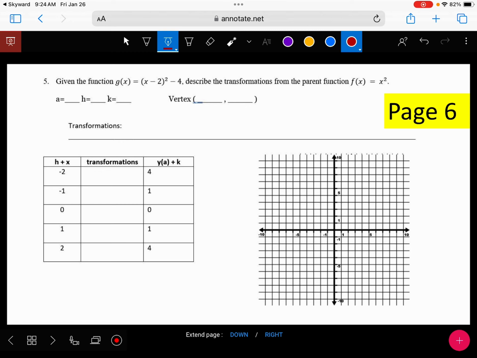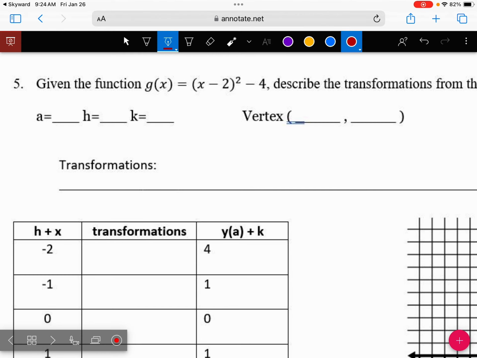So let's look at this one here. Looking here, what is my A value? What's the number in front of the parentheses? 1. Now, H is tricky because it's always the opposite. So even though you see a -2, H is really +2. Good. And what's K? -4. So we know that this parabola is going to have a vertex at 2, -4.